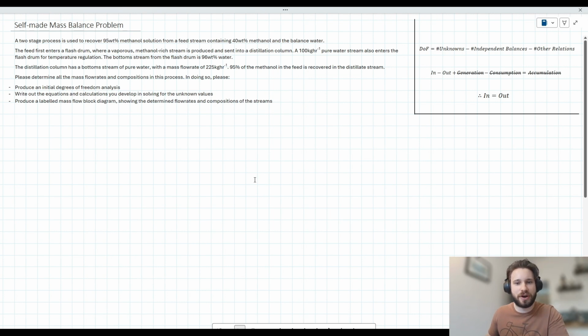Alright guys, so welcome to this mass balance tutorial here. So this isn't a problem taken from a textbook or anything like this. This is actually a problem that I've designed myself. It's a relatively simple mass balance problem.